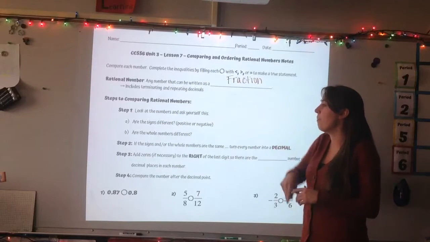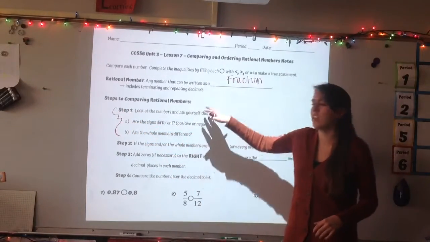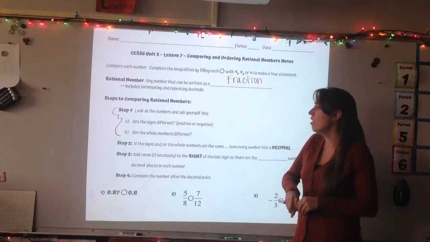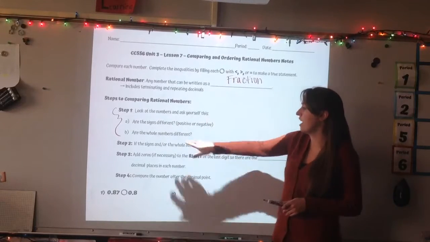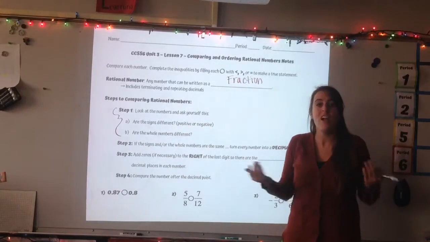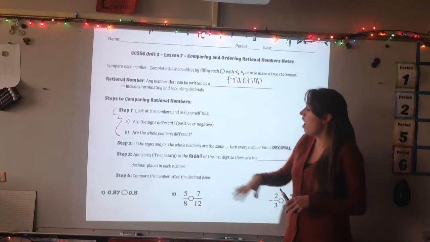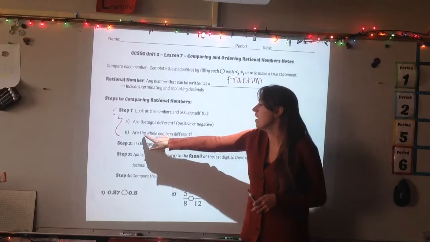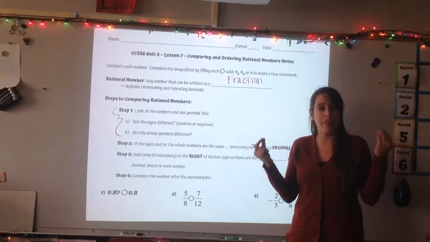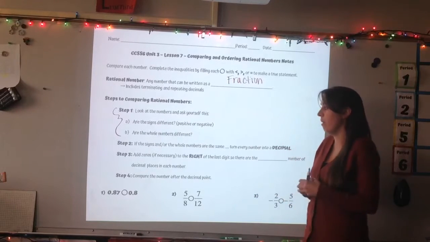So here are the steps to comparing rational numbers. Step one is just some questions you're asking yourself to see if you can compare without having to do any conversions. The first thing is you're going to look at the number and say, are the signs different? If you have one number that's positive and one number that's negative, that should be easy to compare because the positive is always going to be greater than a negative. But then you can also ask yourself, are the whole numbers different? So if you have 5 and 3, that's going to be easy to compare. We don't need to look at the decimal part or the fraction part.